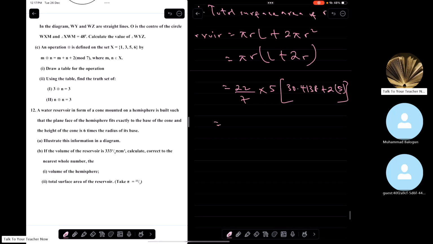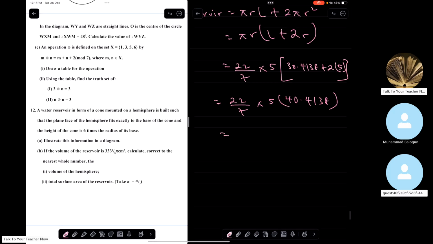And what does that mean? That simply means 22 over 7 times 5 into bracket. That's 10 plus 30.4, that will be 40 point. We are leaving after this. Don't be tired. So what's the final answer? Give me the final answer. 22 times 5 times 40.4138 divided by 7.